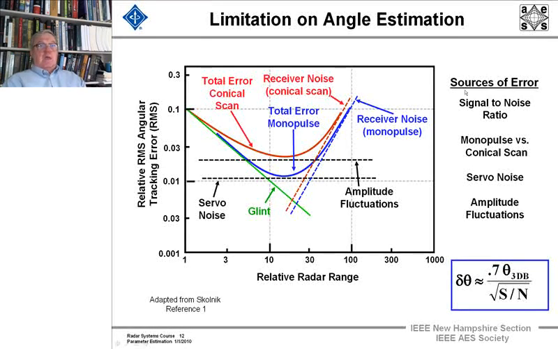And let's again just summarize the sources of error: the signal to noise ratio, whether we were using monopulse or conical scan, the servo noise, and the amplitude fluctuations. And generally speaking, this is one of those rules of thumb I keep back here in my thinking cap, that the angular accuracy is pretty much 0.7 times the 3 dB beam width divided by the square root of the signal to noise ratio when you're out in this middle area.